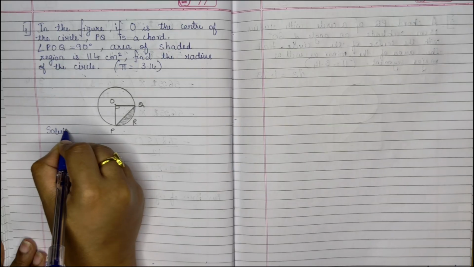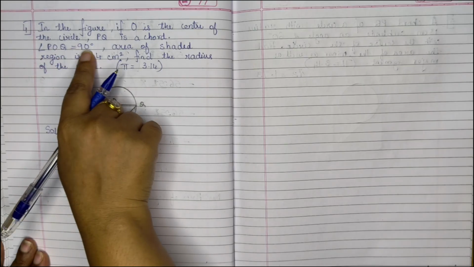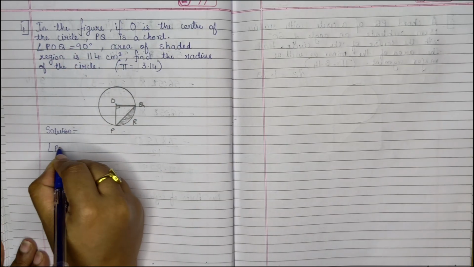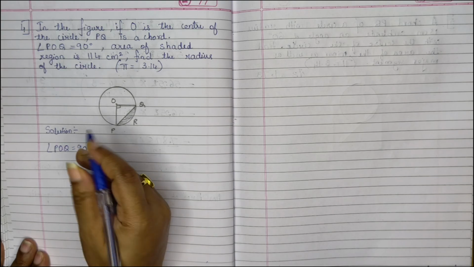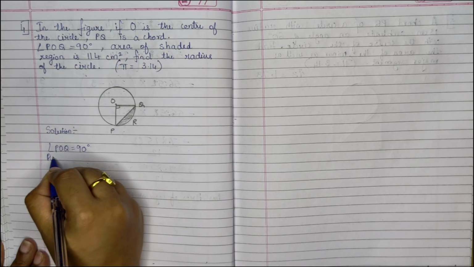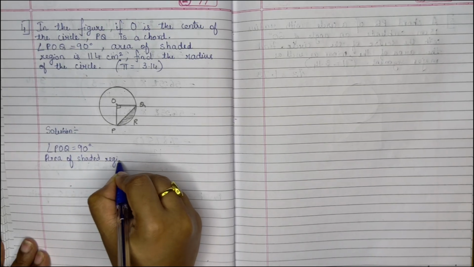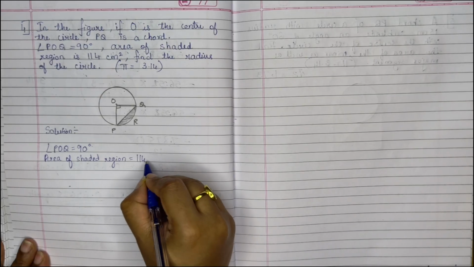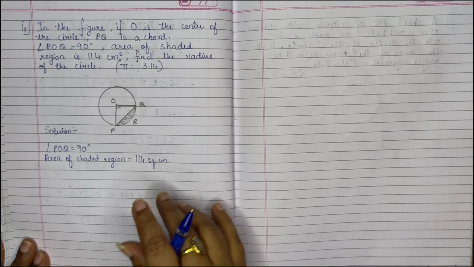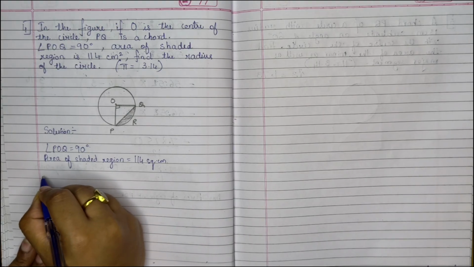Solution. Now what is given in this sum is angle POQ is equal to 90 degrees. Theta is given and the area of the shaded region is given. So we write area of the shaded region is equal to 114 square centimeters. That means the area of the segment is given. Now we have to find the radius. So we will use the same formula, the area of segment formula.